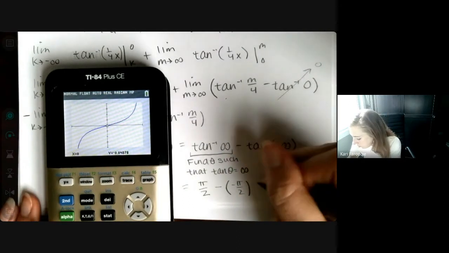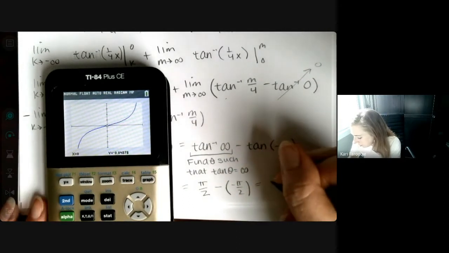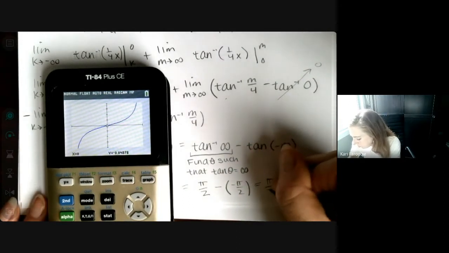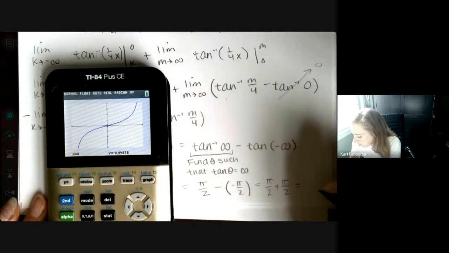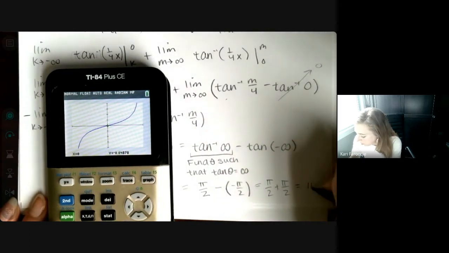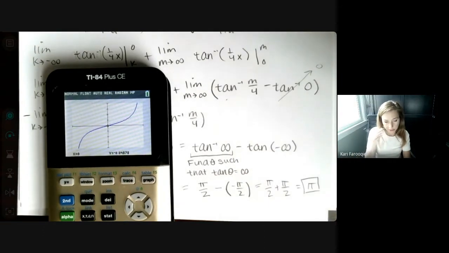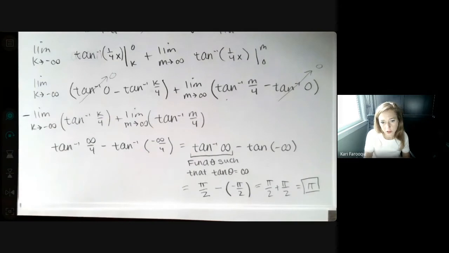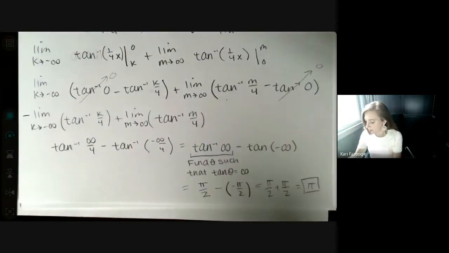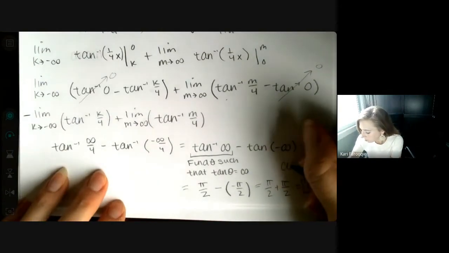So if you have questions about that, you can let me know. But essentially, you're taking pi over 2 plus pi over 2. 1/2 plus 1/2 is 1. You're getting pi. So this is, I mean, it's a trig thing, but unfortunately, a lot of students don't really grasp inverse trig functions when they're in trig. So this converges.